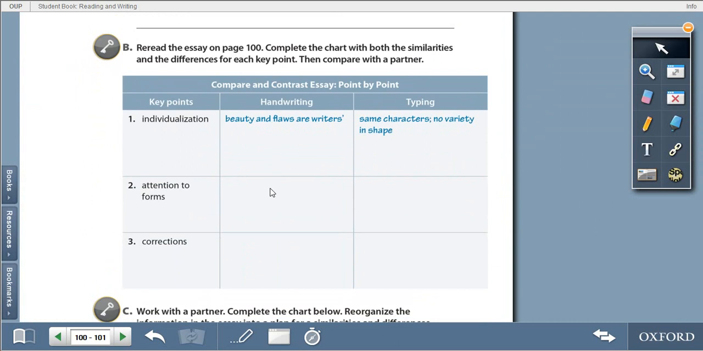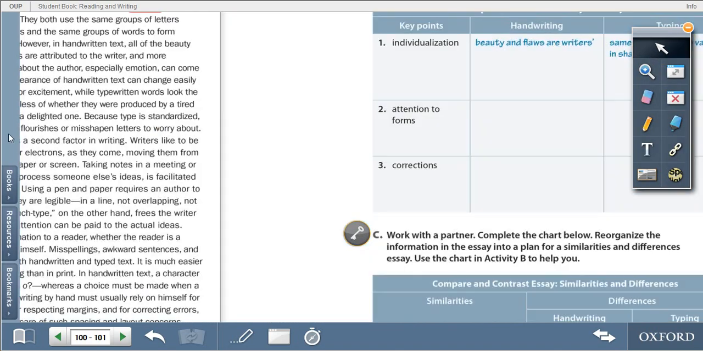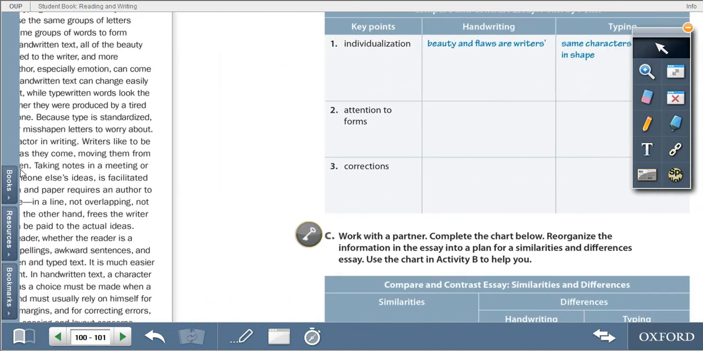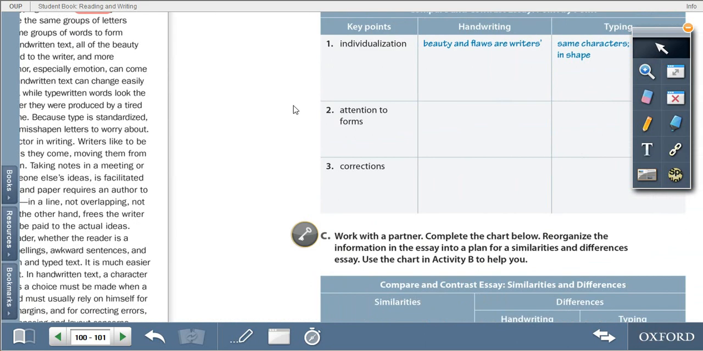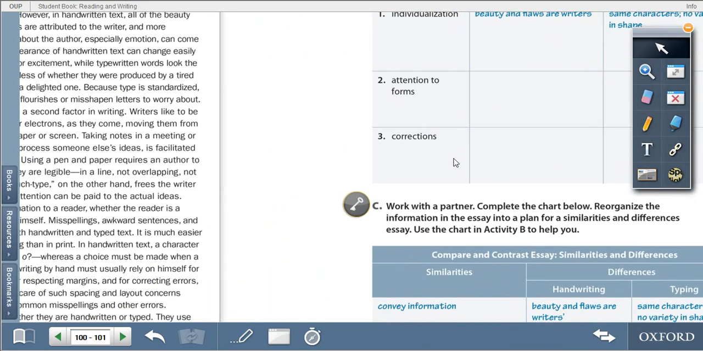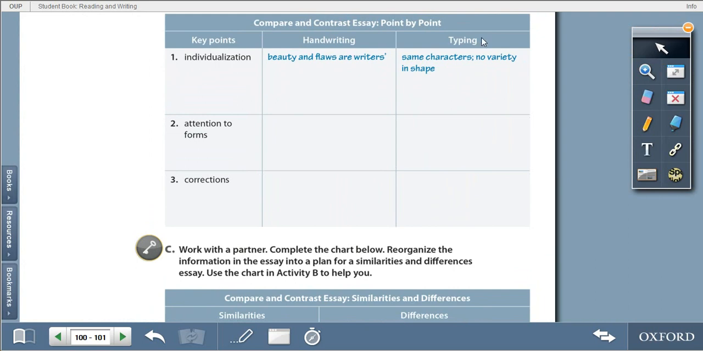Okay, then you have to move to exercise B here. Reread the essay on page 100. Complete the chart with both the similarities and differences for each key point, then compare with a partner. Key points: individualization, attention to form, correction. For example, he's giving an example: handwriting has beauty and flaws of the writer, and typing. Same here with attention to form. How is the writer paying attention to form, meaning the organization or structure of the paragraph, and the correction? For example, in handwriting there is no automatic correction, and in typing we have automatic correction, and other differences.